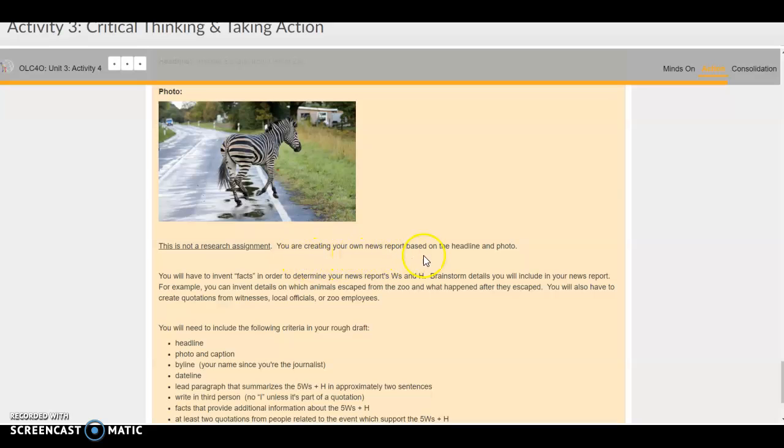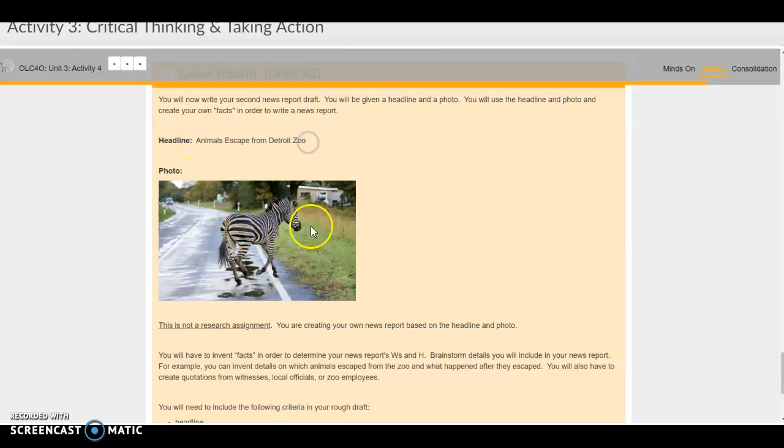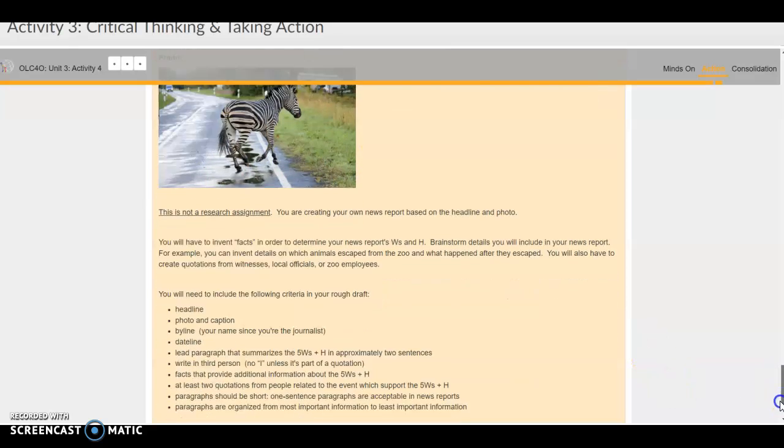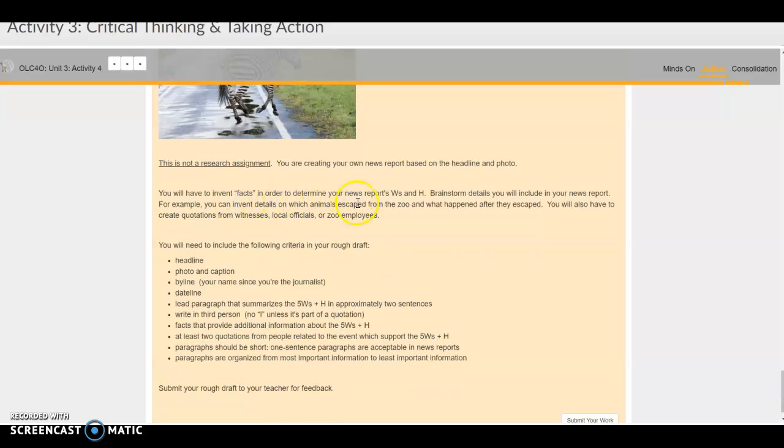You're creating your own news report based on a headline, and so here's your headline and a photo, and you will have to invent the facts in order to determine your news report's 5 W's and an H. So I would suggest brainstorming details that you could include in your news report. For example, you could invent details on which animals escaped from the zoo and what happened after they escaped. You will also have to create quotations, because remember, every news article should have quotations from witnesses or maybe local officials, or in this case, since it has to do with a zoo, maybe from zoo employees.